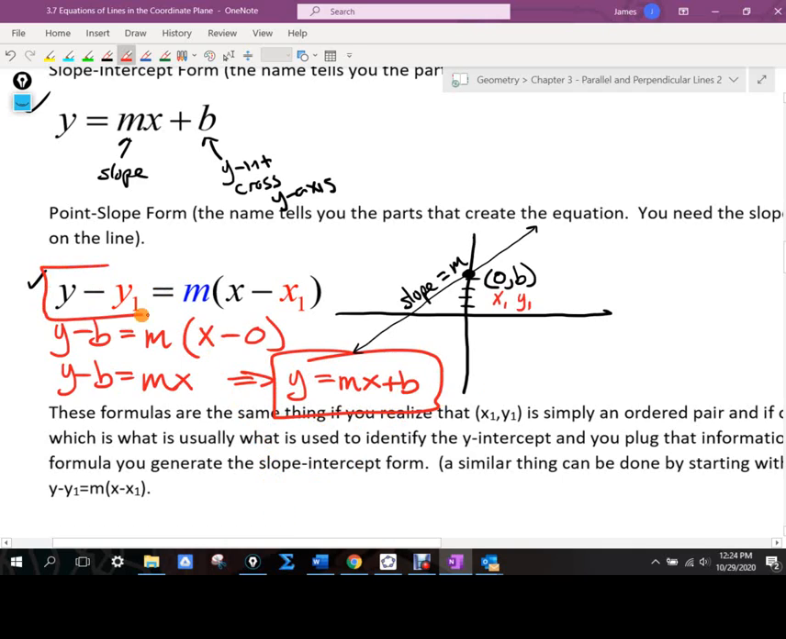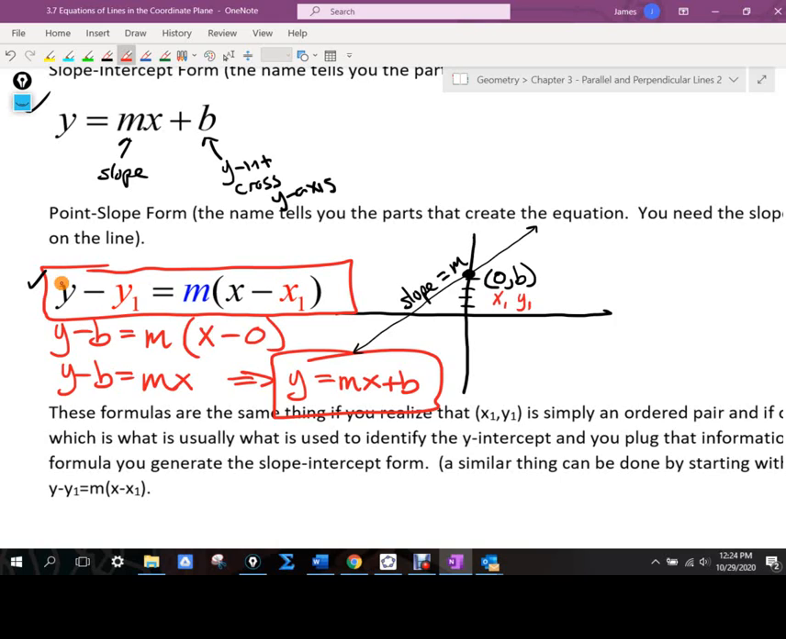So what I'm trying to get at here is that though we learned two formulas, we learned y equals mx plus b, and we call that the slope-intercept form. And we learned y minus y1 equals m times x minus x1, we call that the point-slope formula. They are both the same thing. They both stem from y minus y1 equals m times x minus x1. It's just that y equals mx plus b is using a unique, or a kind of special, x1, y1. Does that make sense to everybody?